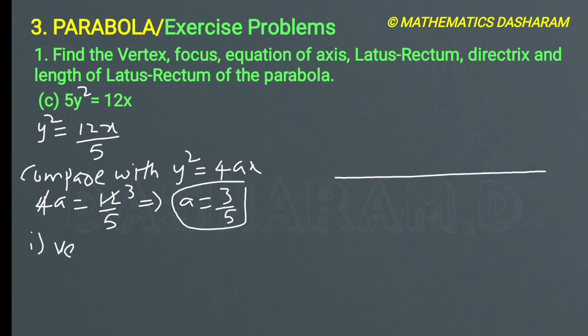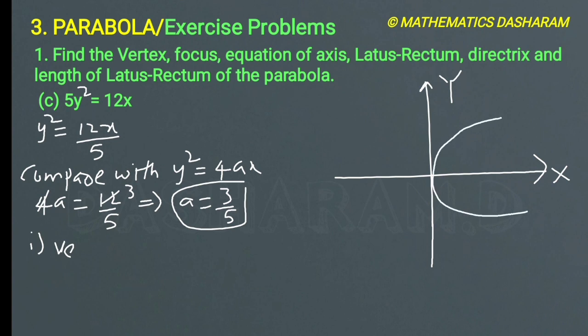Let's draw a diagram. Here is the x-axis, here is the y-axis. So it is a right side parabola shape, and its equation is y square equals 12x divided by 5. Vertex means where the axis cuts the parabola, that is the origin. So the vertex is the origin, 0, 0.